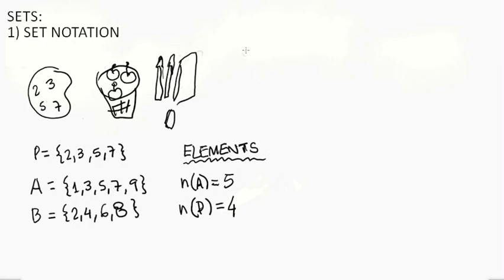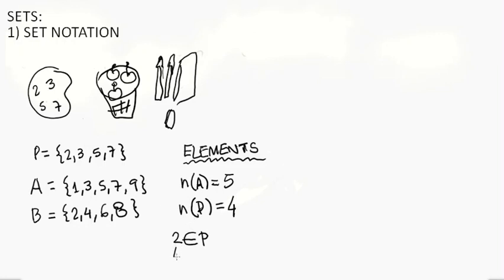Now, if we are asked, is this particular number an element of that set? There is a mathematical way for us to write that. So I could ask you, for example, is 2 an element of set P? Is 2 a member of set P? Well, yes, it is. If you look at set P, 2 is one element of it.